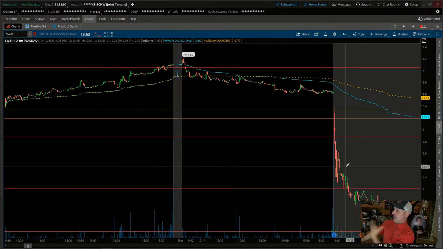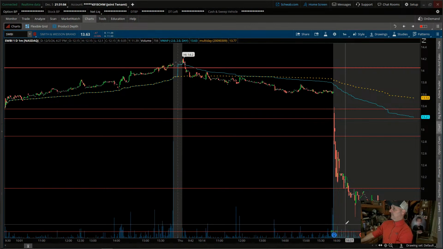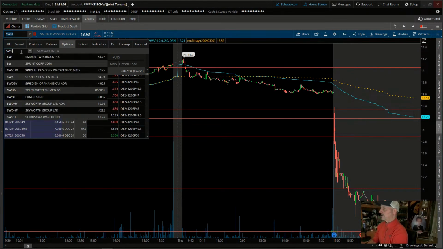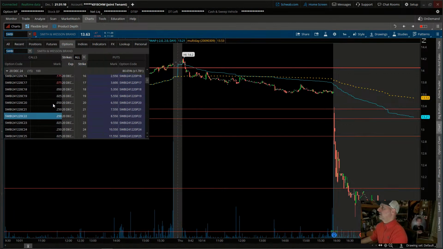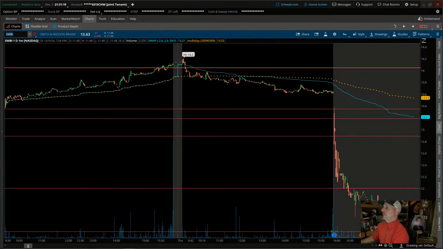I'm a fan of the stock, so I'll probably be looking to buy, especially if it holds that 11.25 tomorrow. I think this thing doesn't have really good options. I don't think it trades too much, but let's take a look anyway. Smith & Wesson, yeah, they don't even have weeklies. So nothing with the options, but yeah, I'll be looking at it if it holds that 11.25.